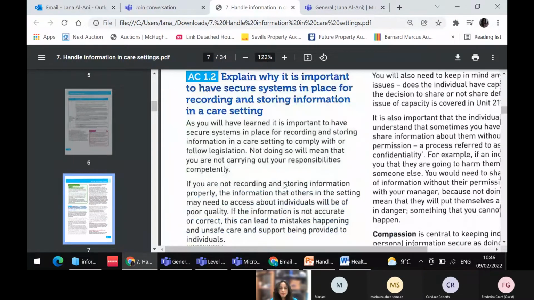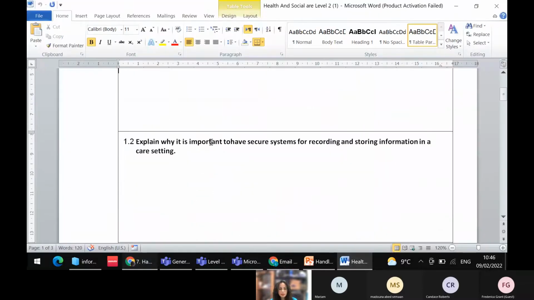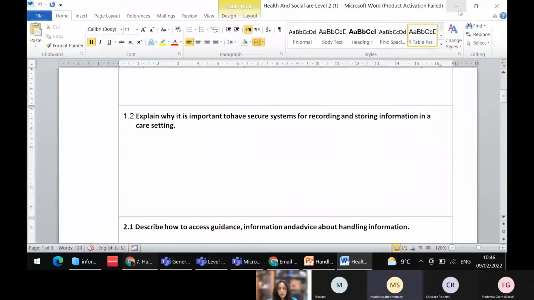Now, number 1.2. Explain why it is important to have a secure system in place for recording and storing information in the care setting. This is my second question. So why is it important? Why do you think it's important?